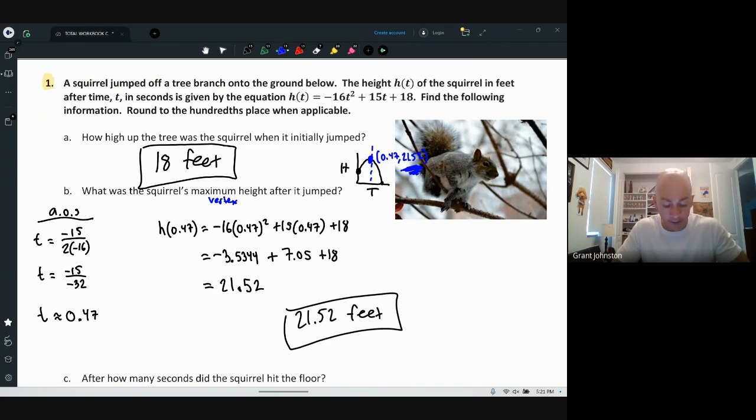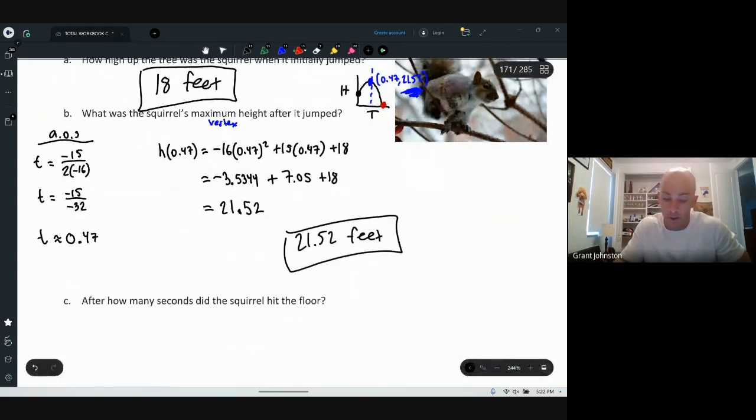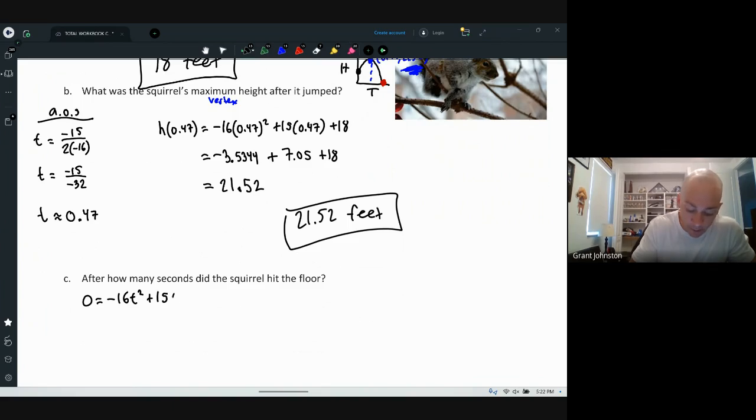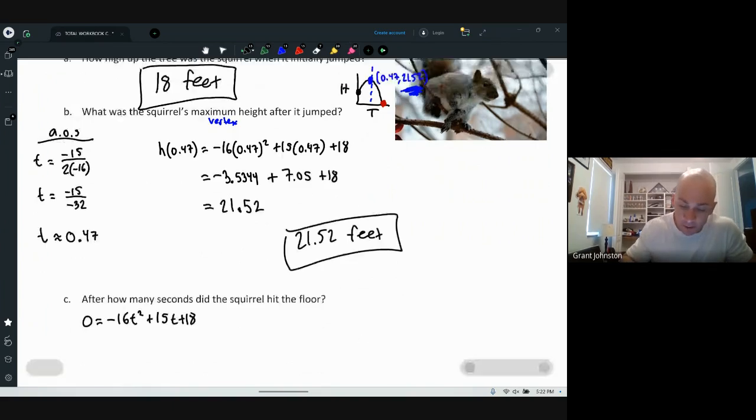Okay, C says, after how many seconds did the squirrel hit the floor? Well, I guess more like the ground, the floor, or whatever. So that's referring to the x-intercept down here when it hits the bottom. So that's when the height is 0. So I'm going to say 0 equals negative 16t squared plus 15t plus 18, right? That was the equation? Yeah.